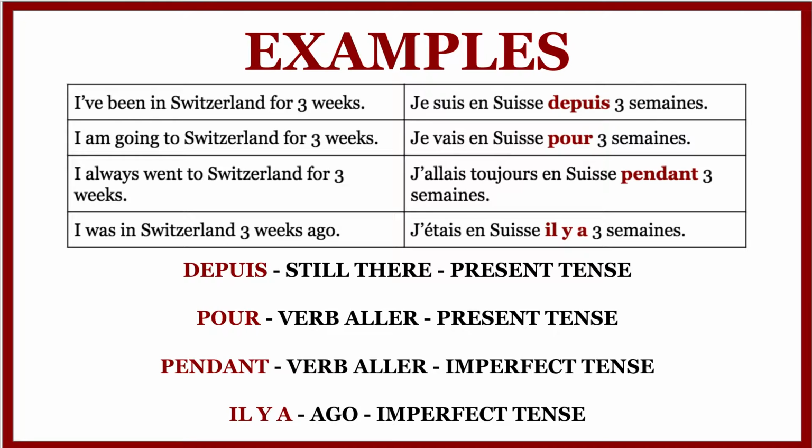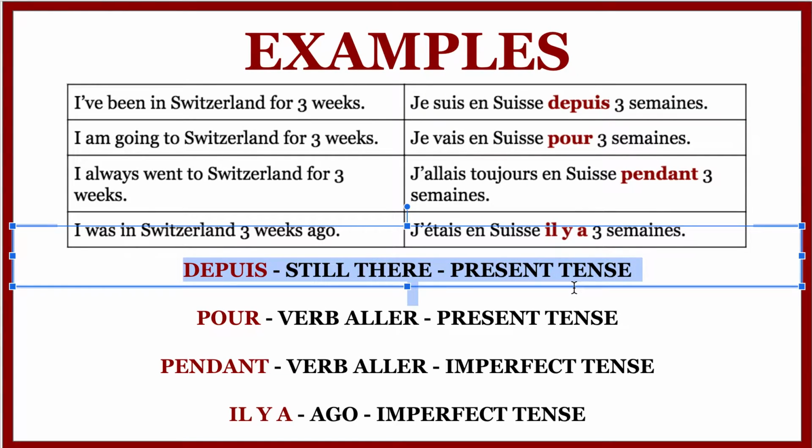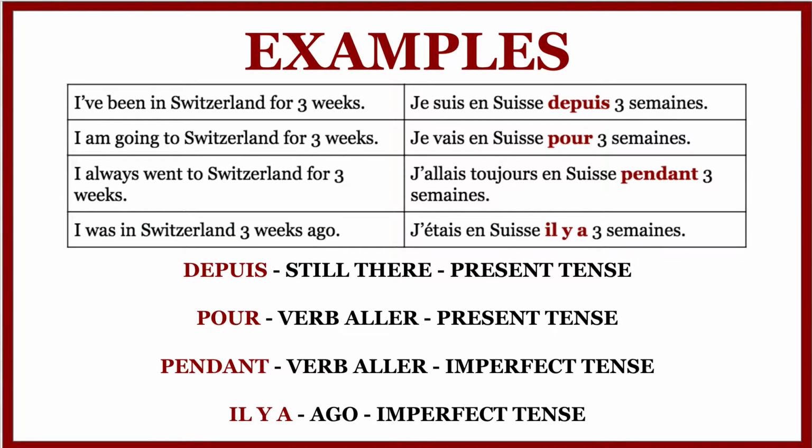So the reason I said I think you'll appreciate how I've put them together for you is I've basically used the same sort of sentence talking about Switzerland and 3 weeks, but I've used it in some very different situations. Like the first one, I have been in Switzerland for 3 weeks. Je suis en Suisse depuis 3 semaines. Now I want you to look down here. Depuis, right? Right here. Depuis. That means I'm still there. I'm still in Switzerland. So I'm going to use the present tense.